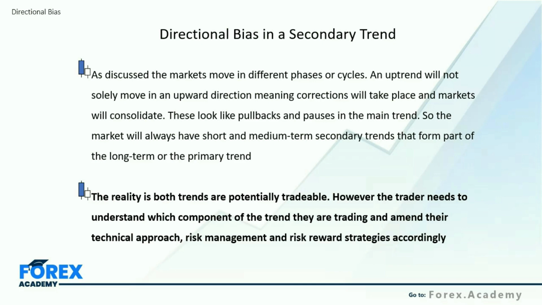Whereas if you're trading that secondary trend, you might decide to not give that stop loss so much room. So you're amending your risk management approach. And then technically you might look to get in a bit earlier because you realize you're trading the secondary trend, so you're trading the correction or the pullback. And as a risk reward strategy, you might look to adopt a 1-to-1 or maybe 1.5-to-1 positive risk reward, or even a negative risk reward, whatever your strategy may entail.